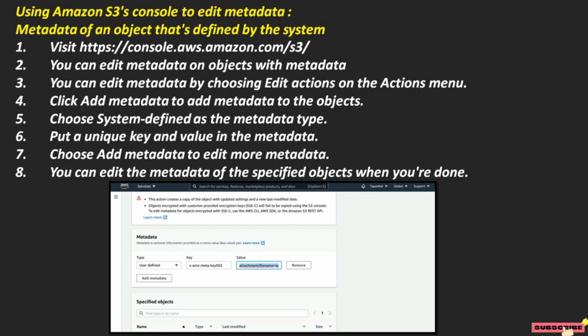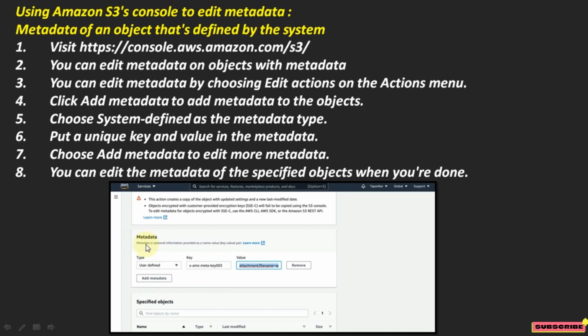Number one, visit https://console.aws.amazon.com/s3 to sign into the AWS Management Console. You can edit the metadata on objects by clicking on the checkbox to the left of their names in your Amazon S3 bucket. You can edit metadata by choosing Edit Actions on the Actions menu.